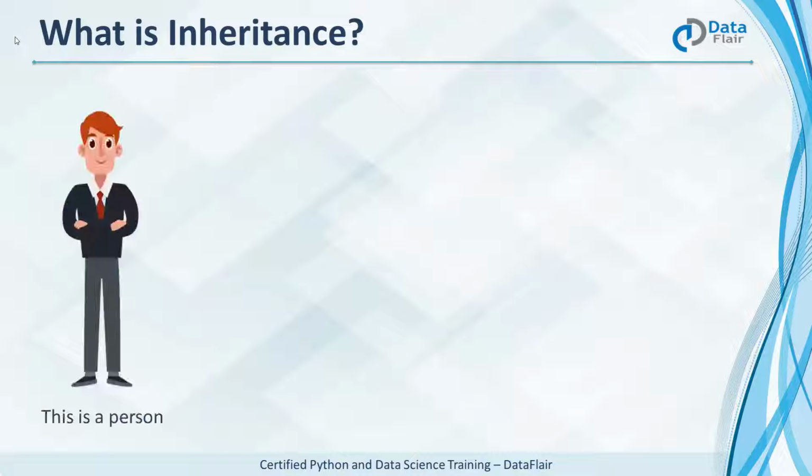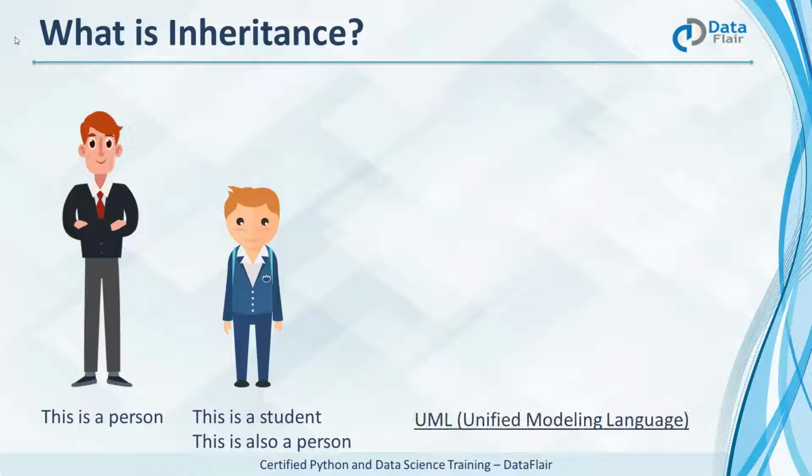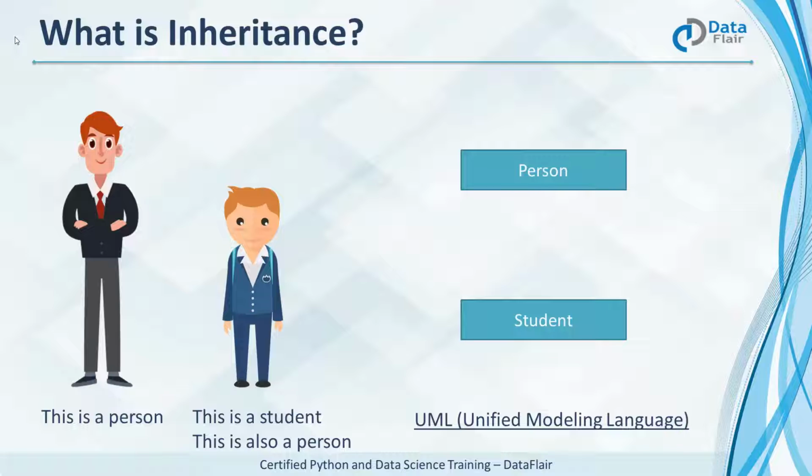This is a person. This is a student. But this is also a person. A student is also a person. Let's understand this with a UML diagram. UML stands for Unified Modeling Language. Say we have two classes, student and person. Student inherits from person because a student is also a person.